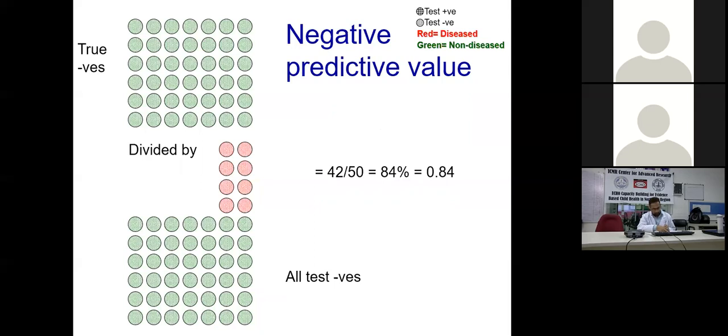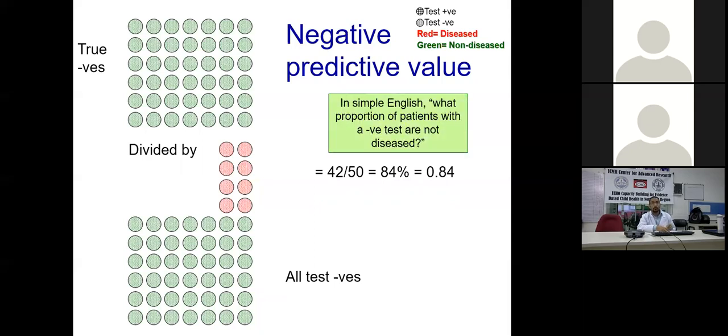So the negative predictive value, in simple English, is what proportion of patients with a negative test are not diseased? That means amongst those who come to you with a negative test, what proportion are not diseased? That means amongst those who come to you with a negative CRP, what proportion of them actually do not have sepsis?